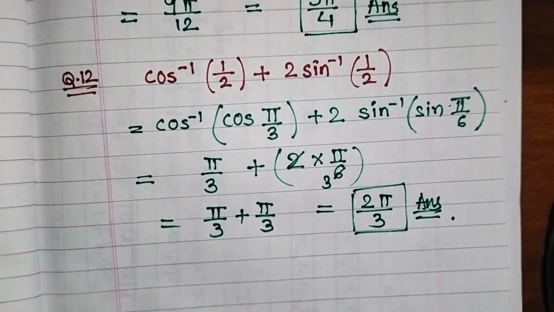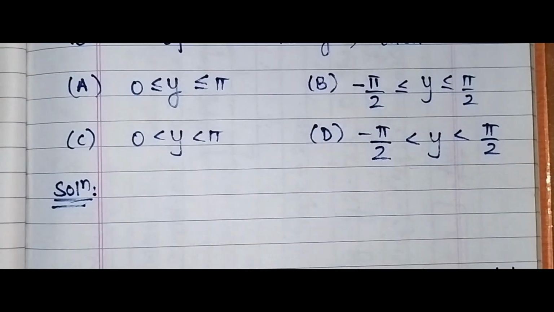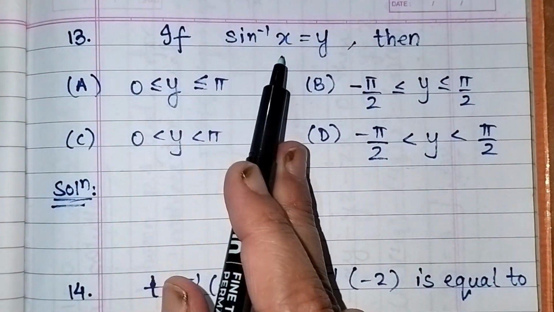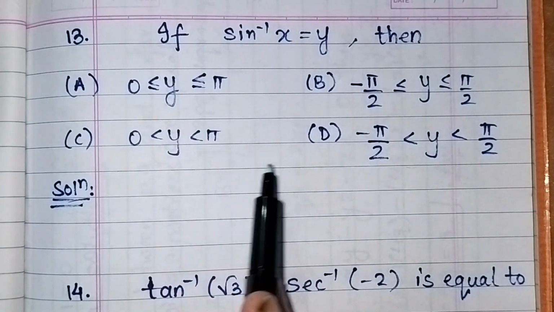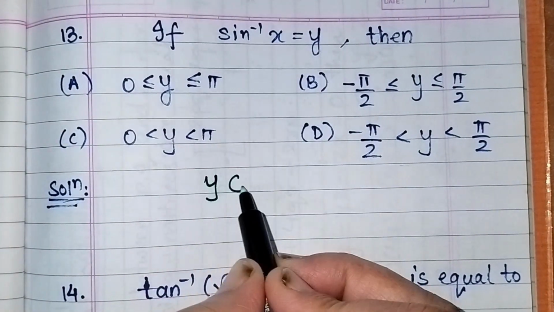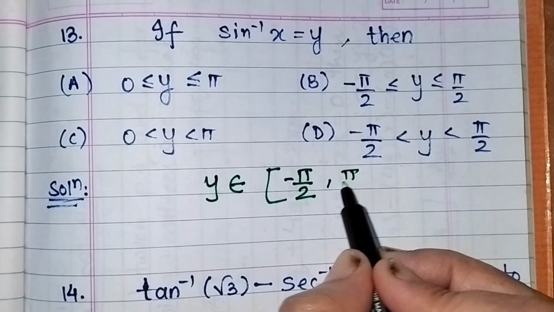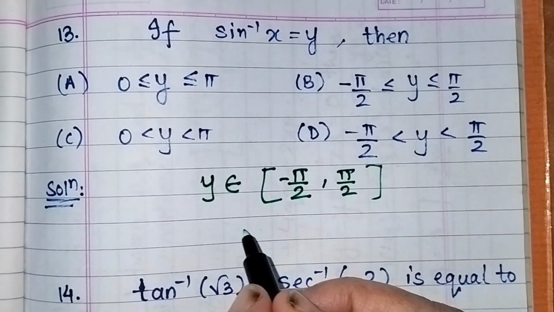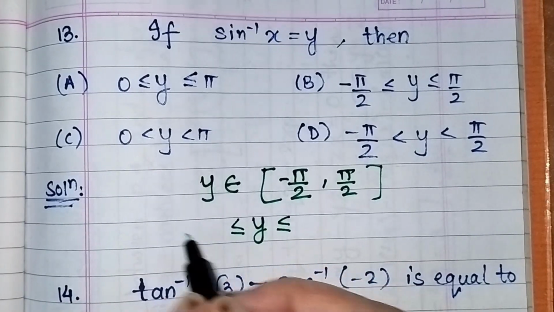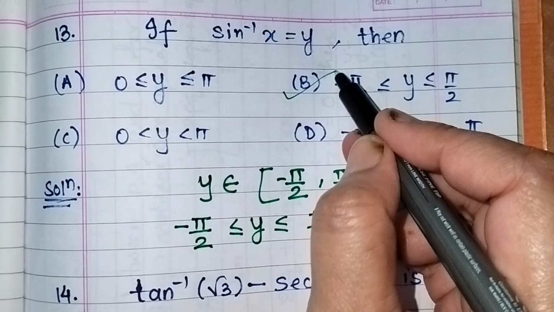Now we have 2 more questions left. Let's see question number 13, in which you have: if sine inverse x is equal to y, then which of the following is correct. As you know, this value should belong to the principal value branch of sine inverse. What is the principal value branch of sine inverse? Minus pi by 2 to pi by 2, and that should be in the closed bracket. So the range of y is minus pi by 2 less than or equal to y less than or equal to pi by 2. Which option is correct? Option B is correct.